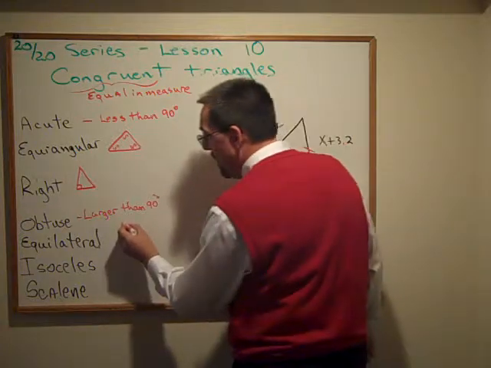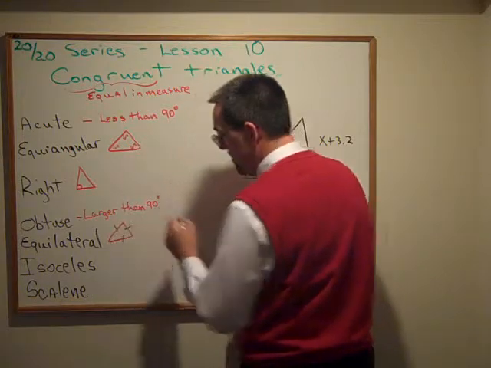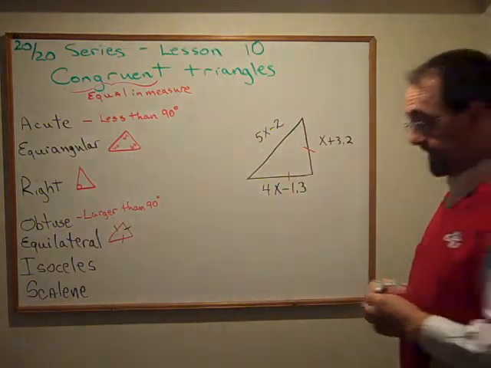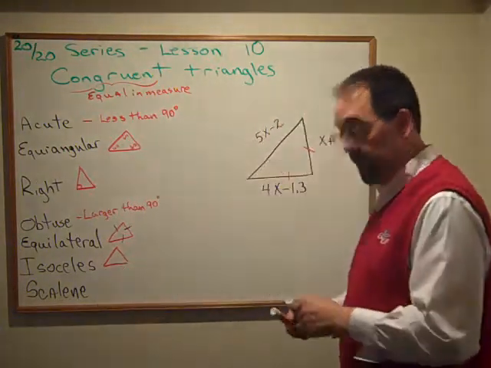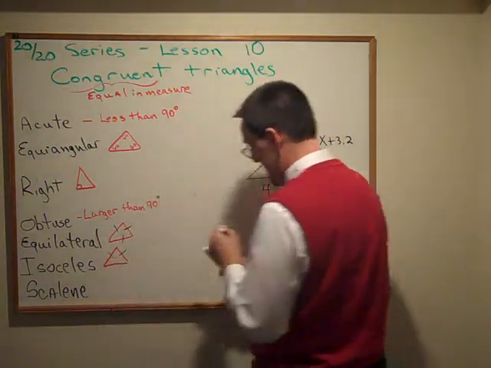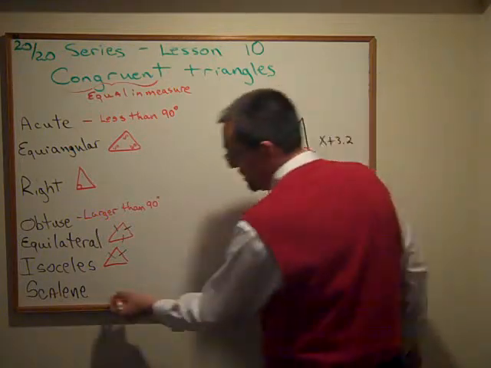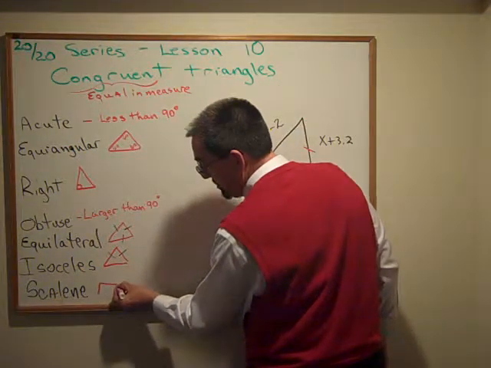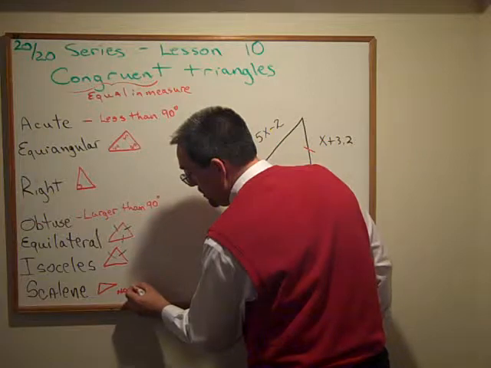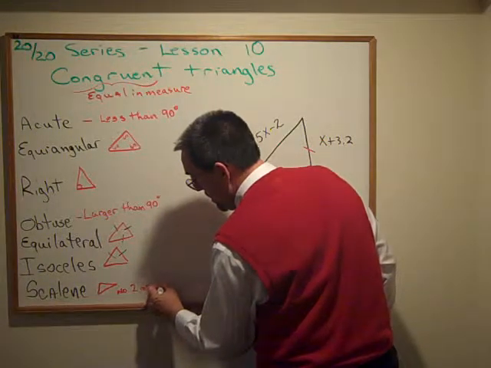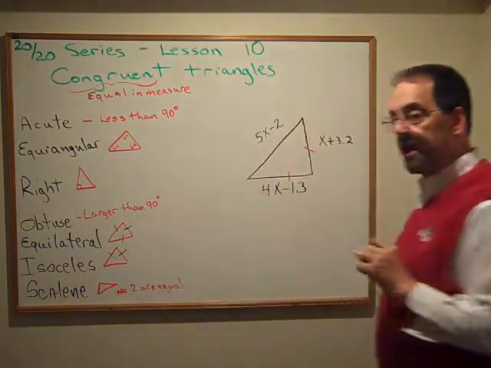Equilateral, all three sides are equal. Isosceles, two sides are equal. And then scalene, where none of the sides are equal. So we'll go a little side, a little longer side, and a real long side. No two sides are equal.